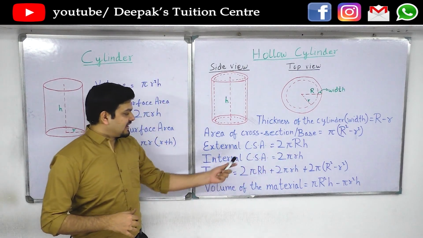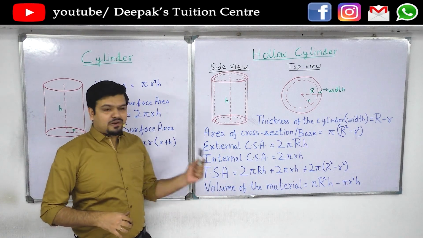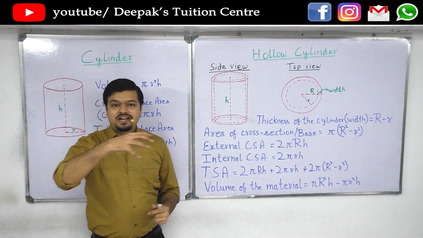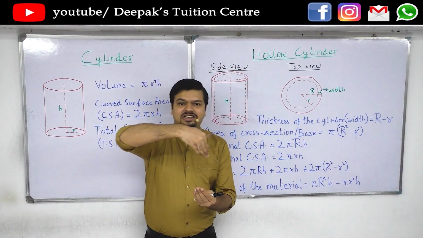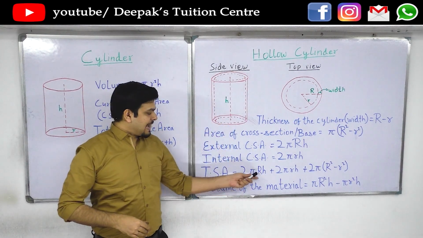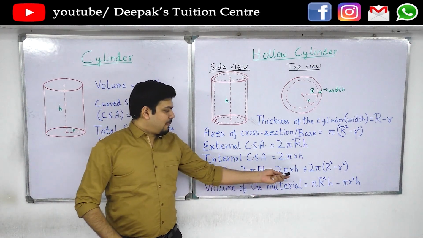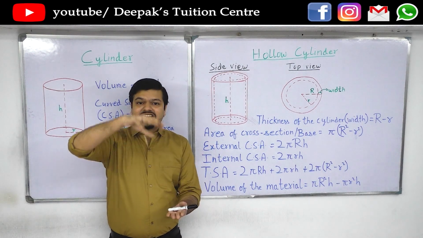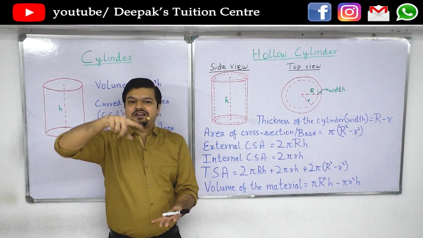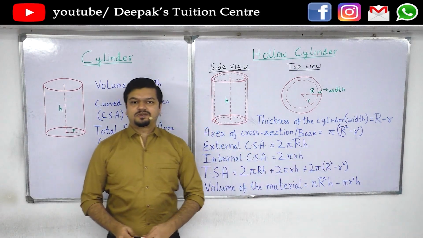Similarly, for internal CSA, we have 2πrh. If we want to calculate the total surface area of the hollow cylinder or the pipe, we have to add the external CSA, that is 2πRh, plus the internal CSA, that is 2πrh, plus the area of top and base, that is twice the area of ring, that is 2 into π(R² − r²).